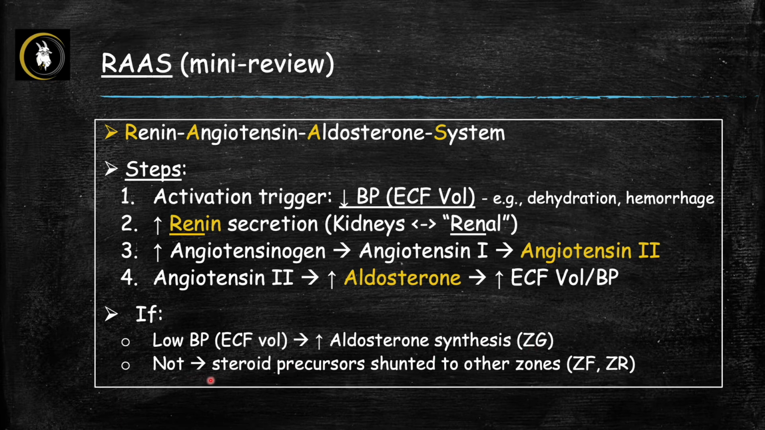And if that's not the case, then we don't need to turn on this pathway, and so those steroid precursors are going to be shunted to the other zones, which are the zona fasciculata and reticularis, which we're going to move on to now.